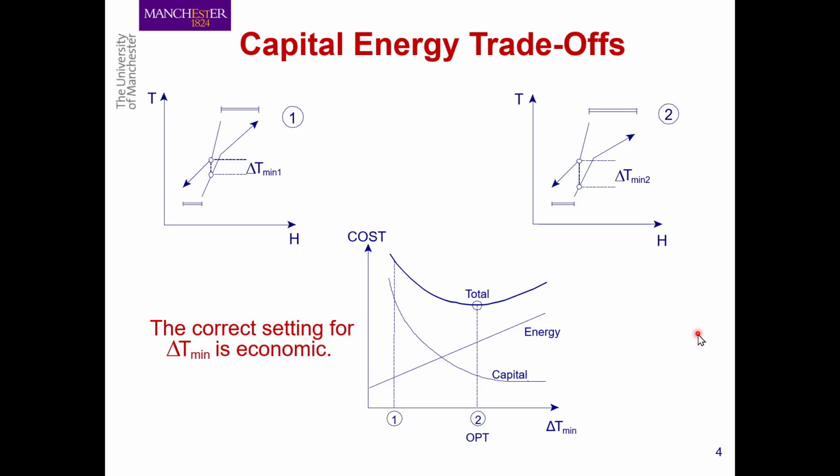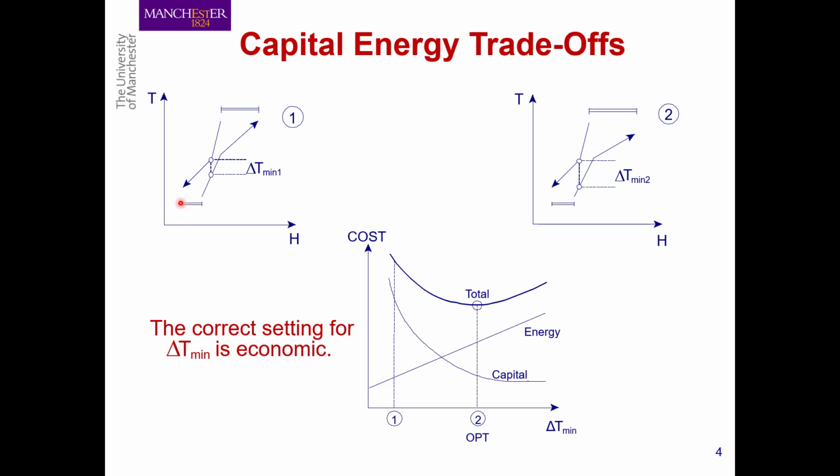Lecture 12, part 2. In part 1 of this lecture, we saw that we can calculate the energy cost of the process by looking at the energy requirement of hot and cold utilities, and we can use the area targeting to calculate the capital cost of the process. Okay, and the composite curves provide this information to us.